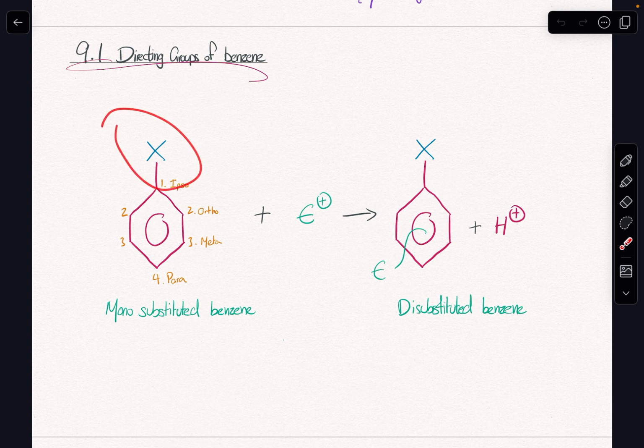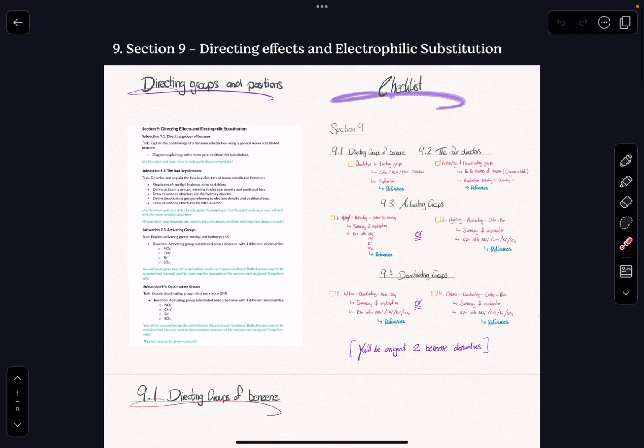This functional group X can be one of 2 things typically. We can have it as an activating group, like a hydroxy or a methyl, or a deactivating group, like a nitro or a halogen, like a chloro. I'm going to go into a bit more information about what these mean a little bit later on, but the main section that I want you to take away from this bit is this here.